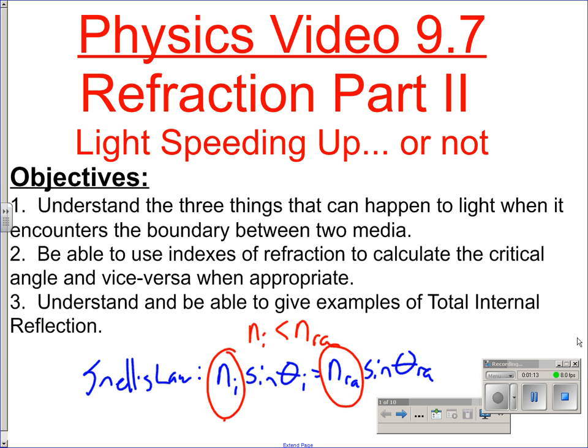Today we're going to, A, make sure we understand what that was, and then B, talk about what happens if you go the other way. What if your n_t is the small one, and your n_i is the big one. Okay, so here we go.